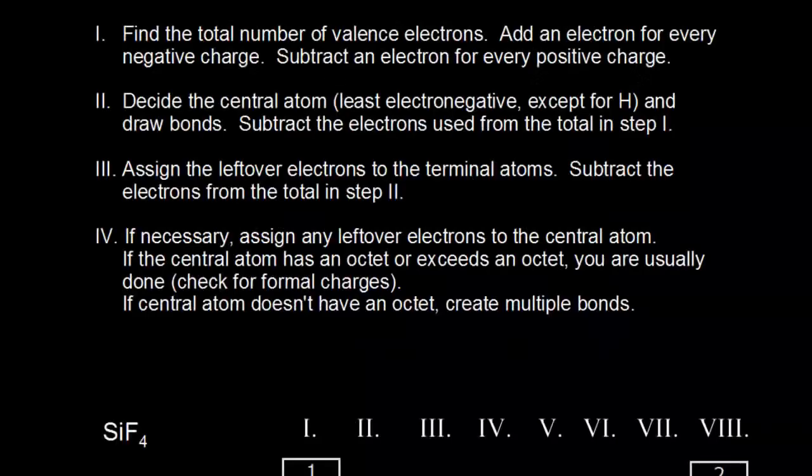Here's some of the guidelines for drawing dot structures. So let's say we wanted to draw the dot structure for this molecule, silicon tetrafluoride. The first thing we would need to do is to find the total number of valence electrons. We would account for these valence electrons in our dot structure.